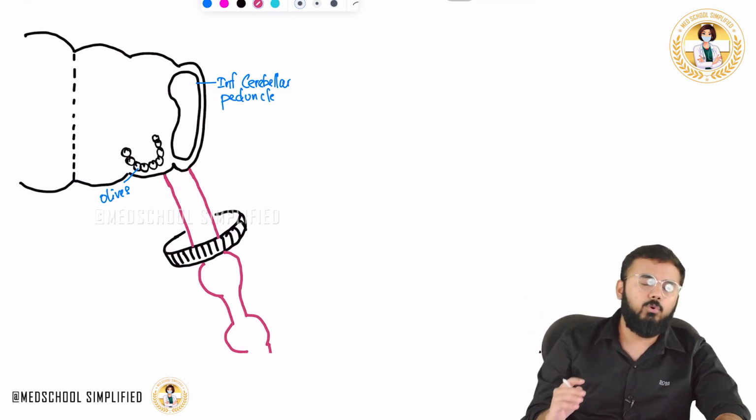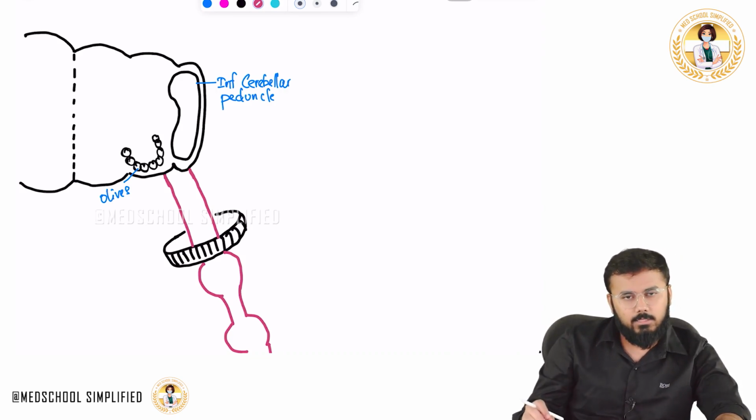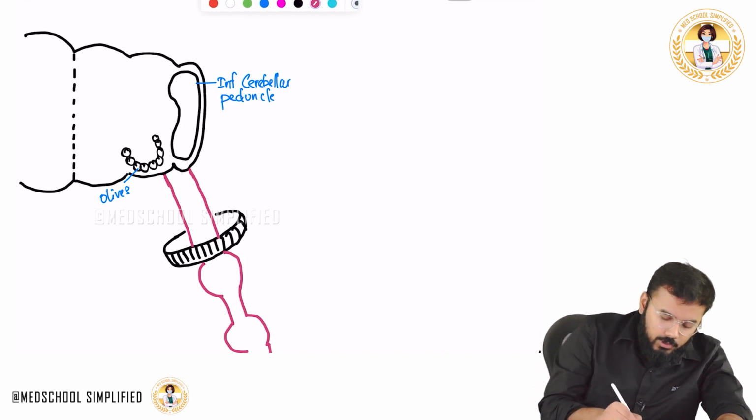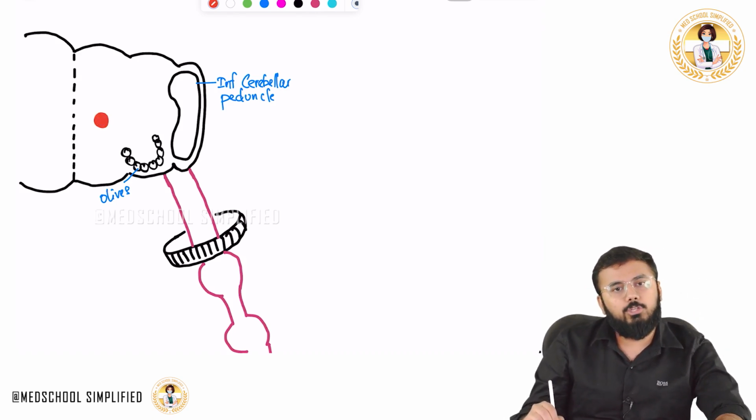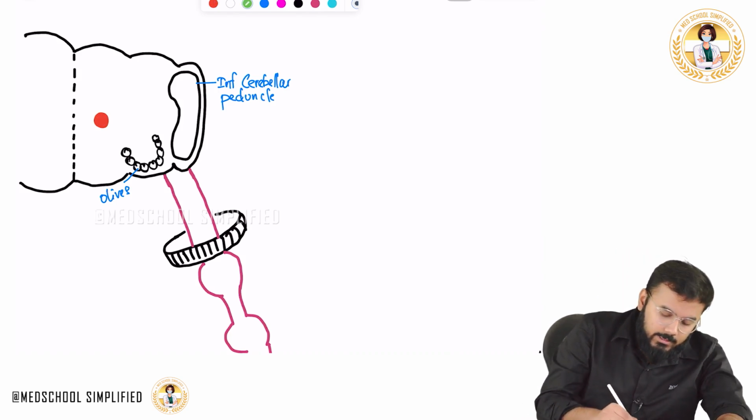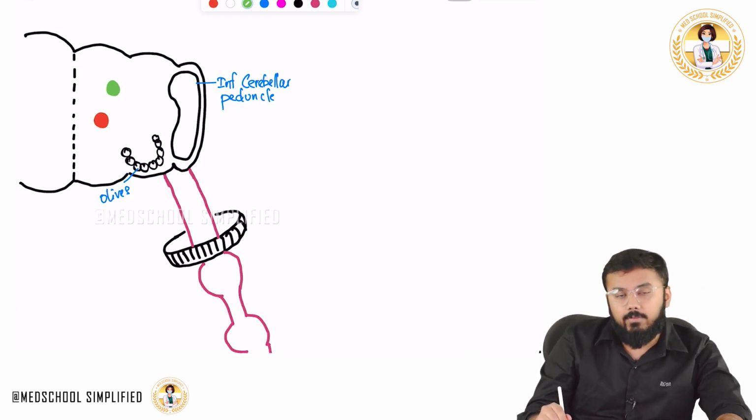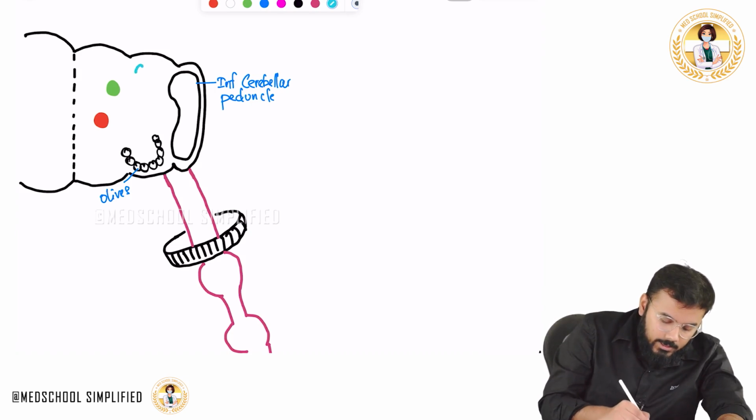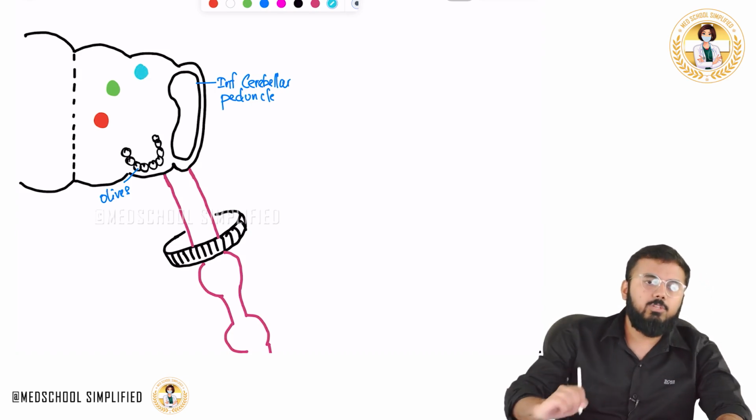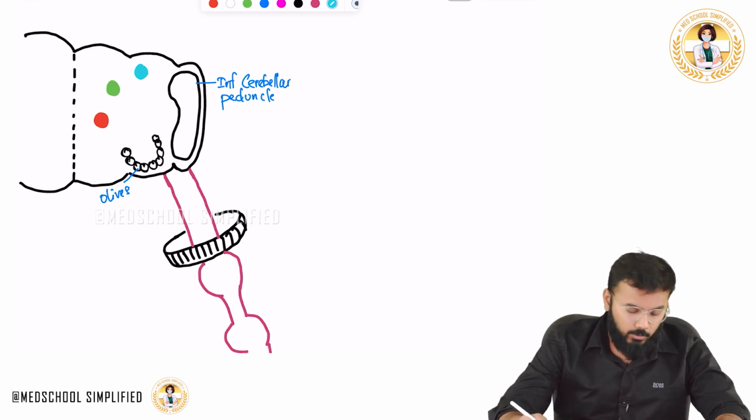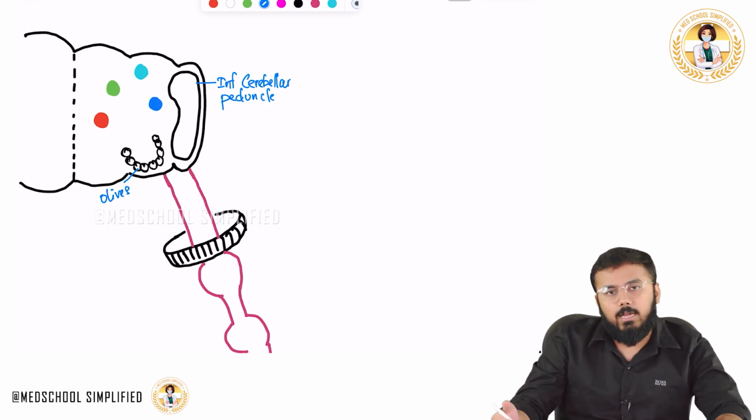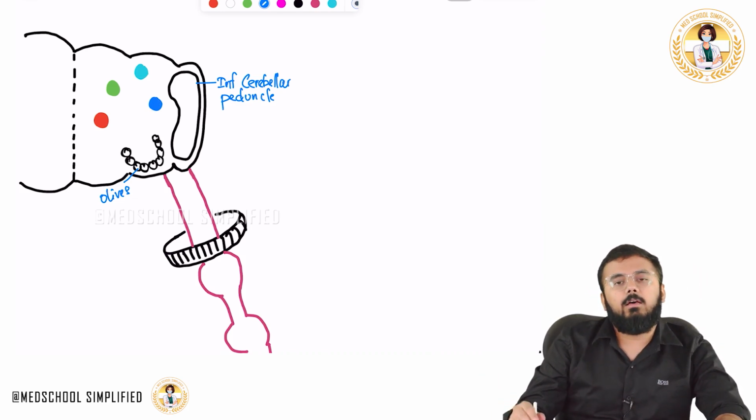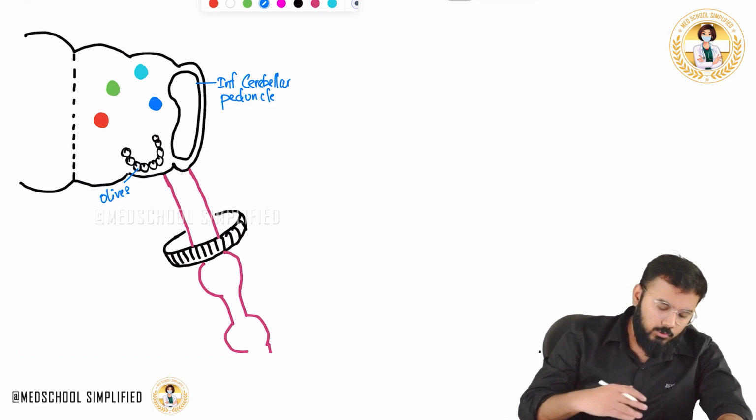Now let us look at a few important nuclei which are located within this medulla oblongata. First of all, let me draw a red color nucleus over here. This red nucleus is called the nucleus ambiguus. Next, let me draw a green nucleus. This is called the inferior salivatory nucleus. Next, a blue nucleus, called your solitary nucleus. And finally, the dark blue one is called the spinal nucleus of your trigeminal nerve.